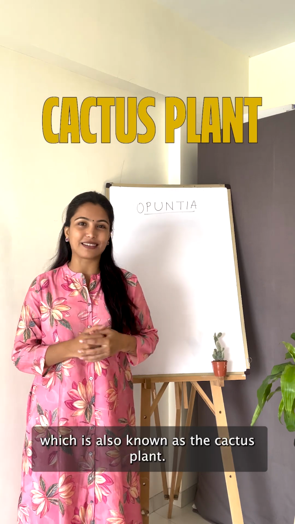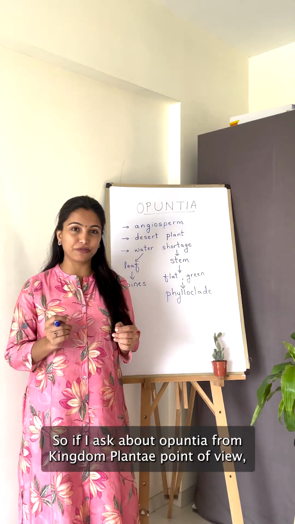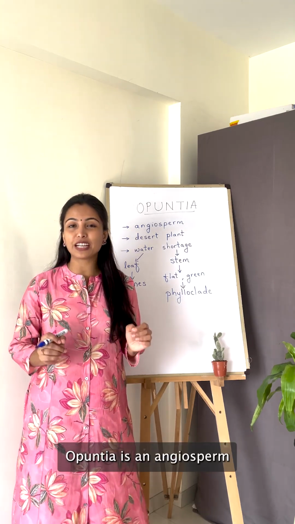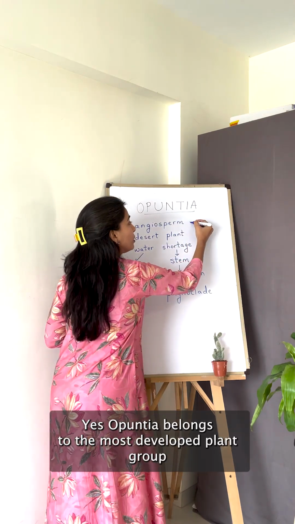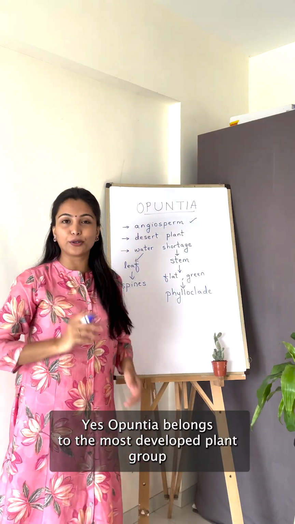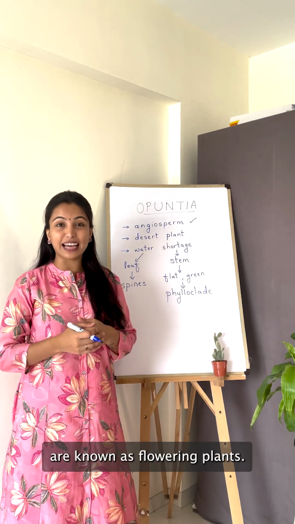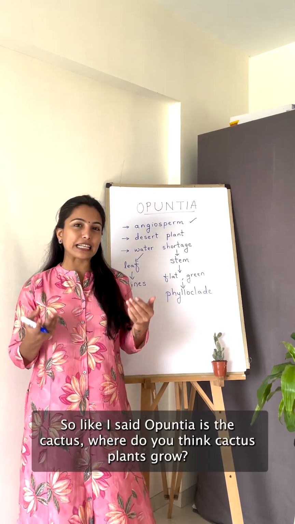In today's video, we will study about Opuntia, which is also known as a cactus plant. So if I ask about Opuntia from the kingdom Plantae point of view, what group does Opuntia belong to? Opuntia is an angiosperm. Yes, Opuntia belongs to the most developed plant group, that is angiospermic. And you know that angiosperms are known as flowering plants. So like I said, Opuntia is the cactus.